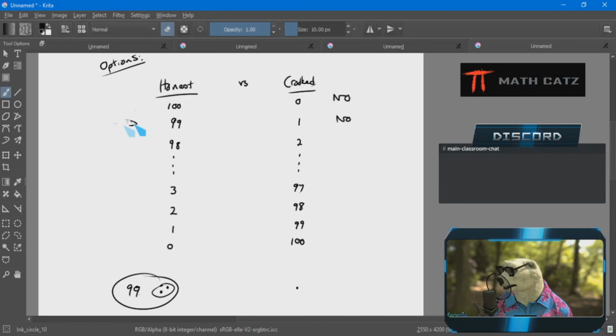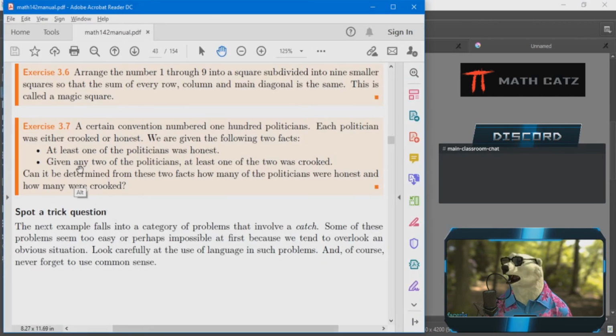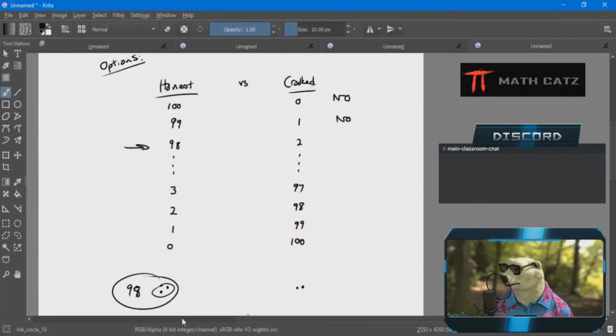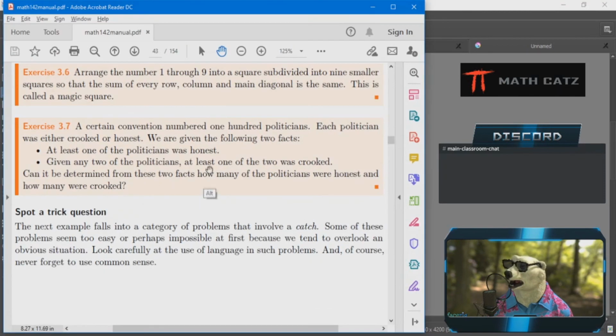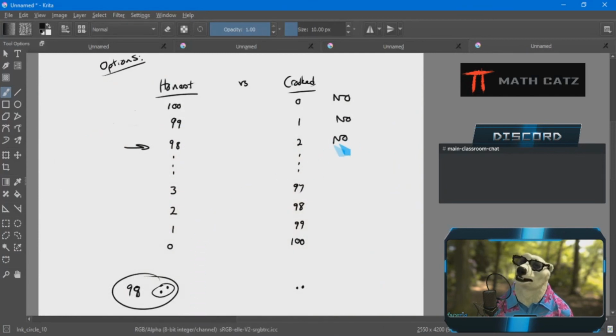So then I continue to the next one. And 98 and 2 is still an issue. Sure, I have more crooked politicians. And if I select my 2 from some of these crooked ones, then that fact will be true. But it's any 2 politicians. I can select within this honest circle 2 politicians, and then the fact is not true. I won't have a crooked politician. So that's going to be a no as well.